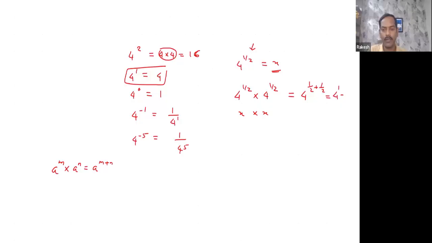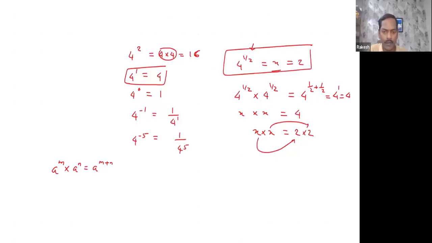So clearly, I have manipulated it to get a value which is very much comprehensible. So this is nothing but x into x, which is equal to 4. Now it is simple to break the value of 4 as 2 into 2. So x into x is equal to 2 into 2. By simple comparison, I can say that each of these values of x is equal to 2. So the value of x is 2. That simply means that 4 to the power half is equal to 2.